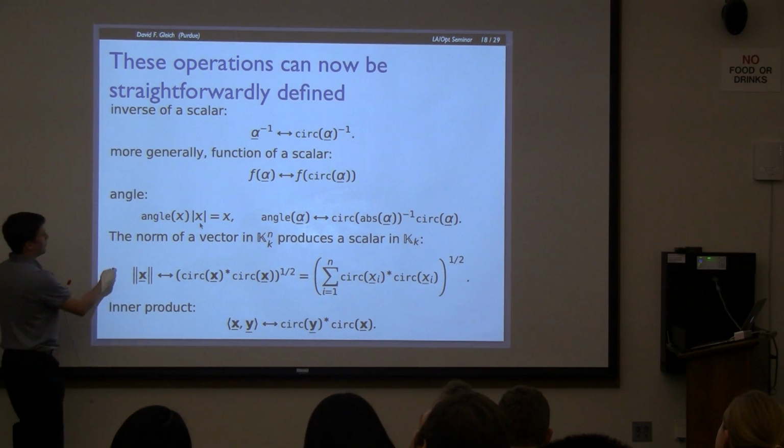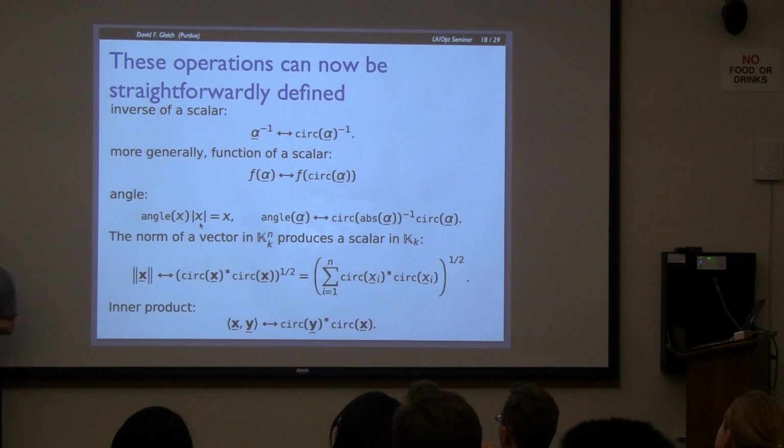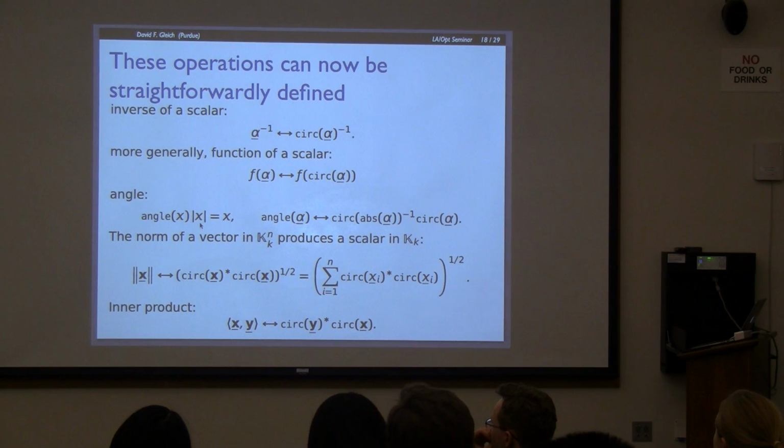Another way of looking at this is we write out this norm as a sum of products. This would be the sum of x_i circ x_i, except it'd be a conjugate in this case, sum of i equals 1 to n, and we take the square root of that. All right, so this is a definition of the norm.